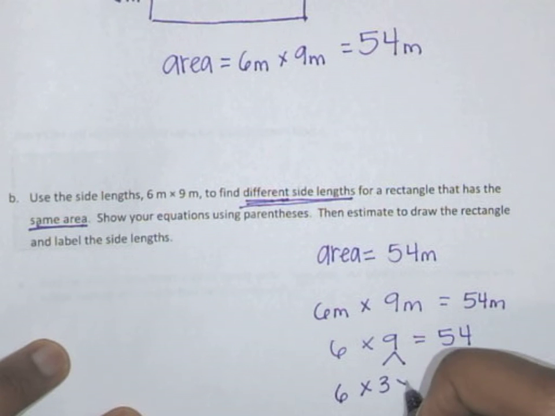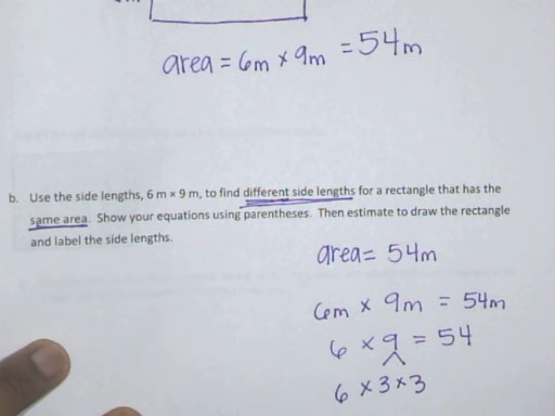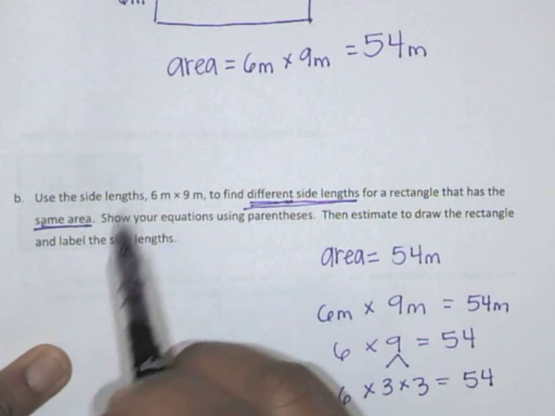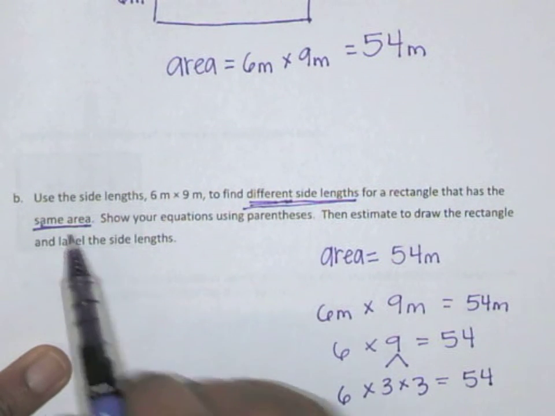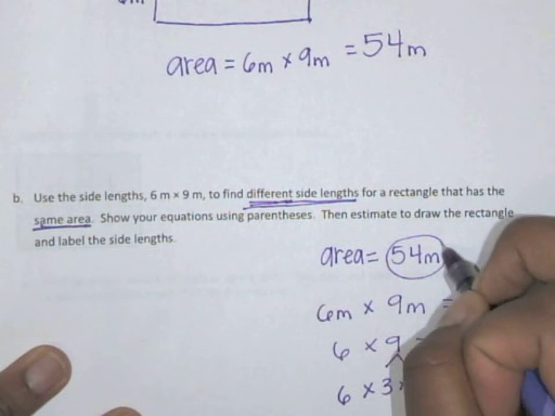3 times 3. Okay, and we're going to keep that at equals 54 because remember we have to have the same area. So no matter what combination we come up with next, it has to equal the same area, which is our 54 meters.